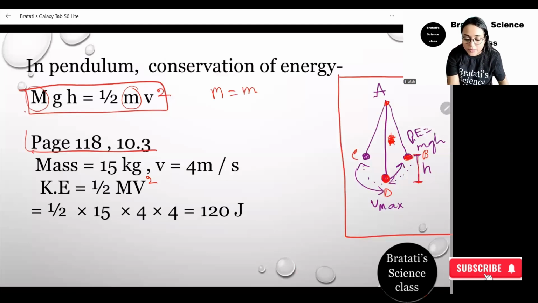Now page number 118, question 10.3. I hope this much is clear.